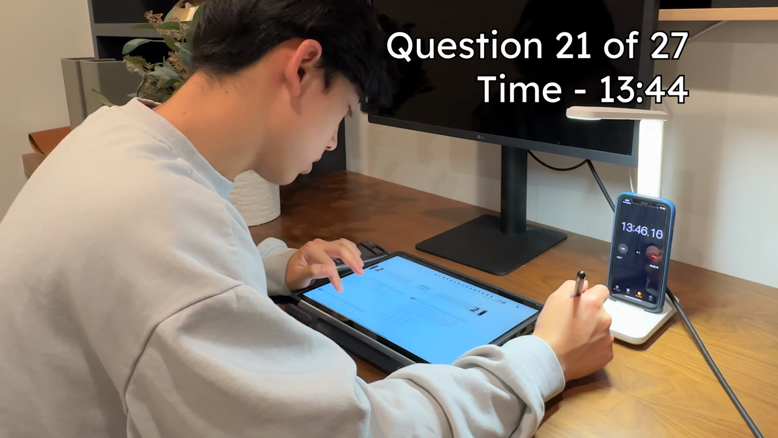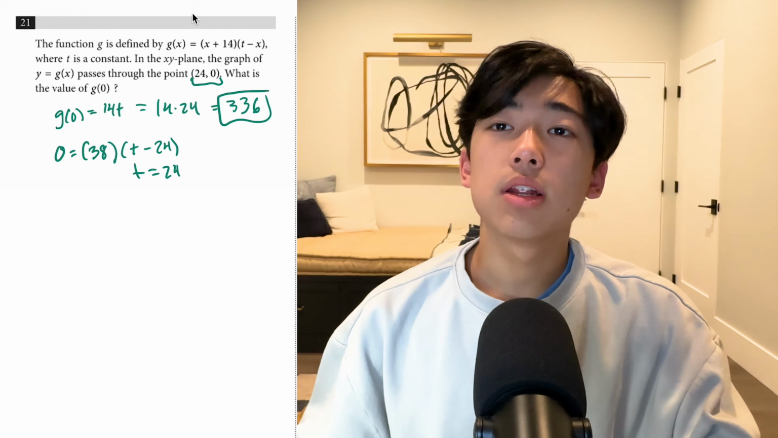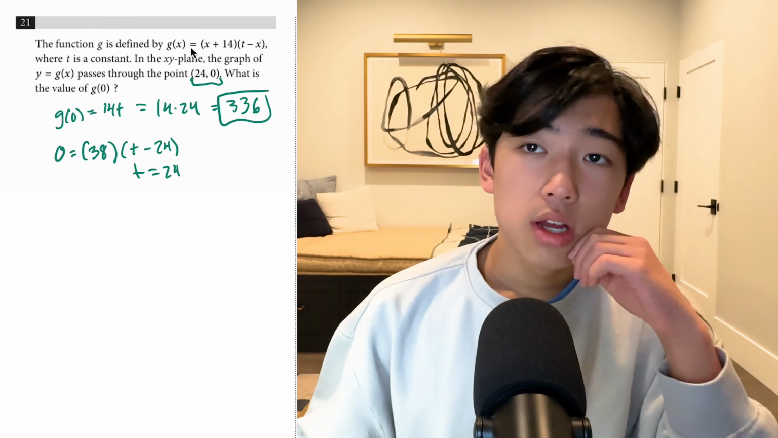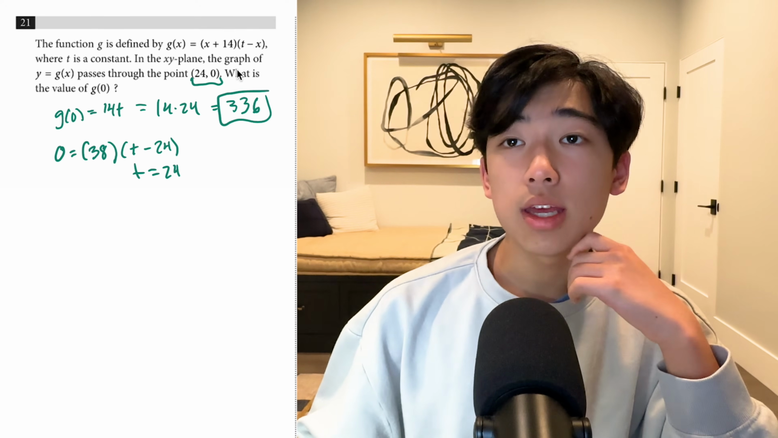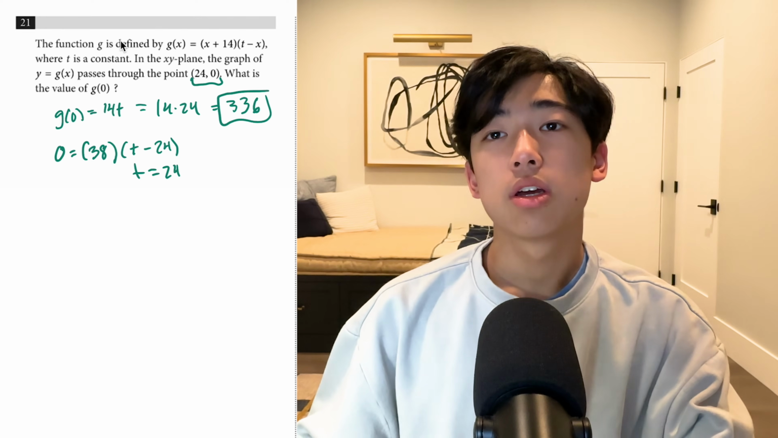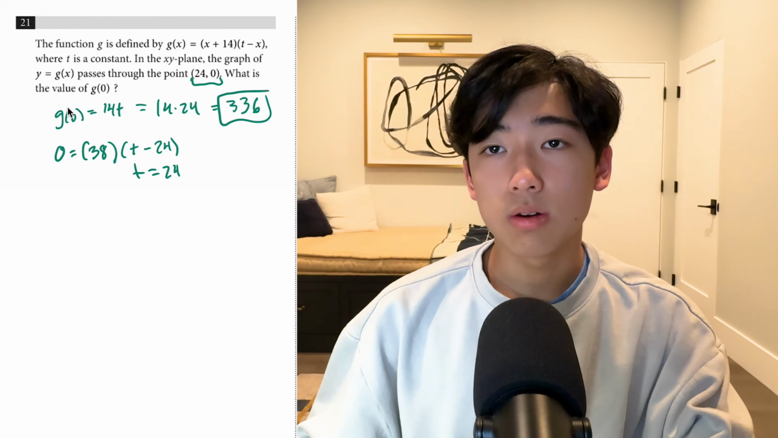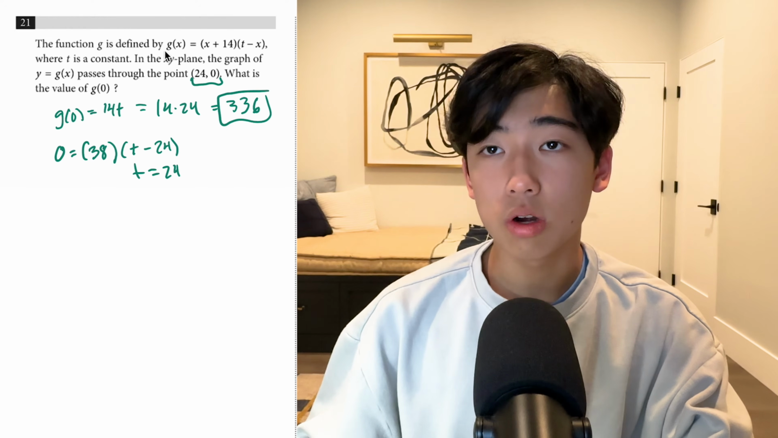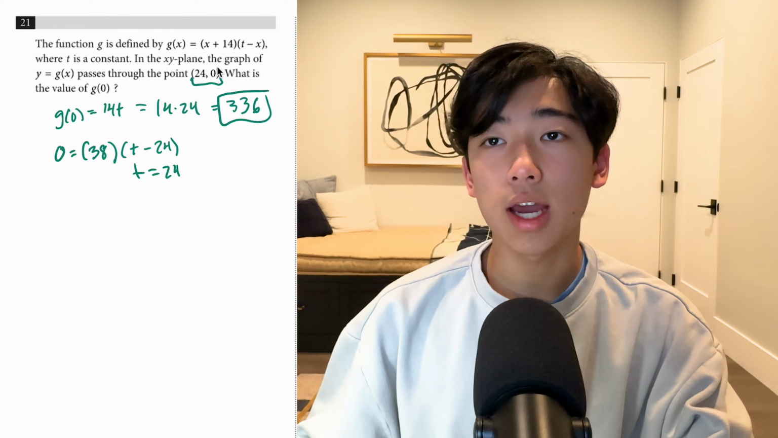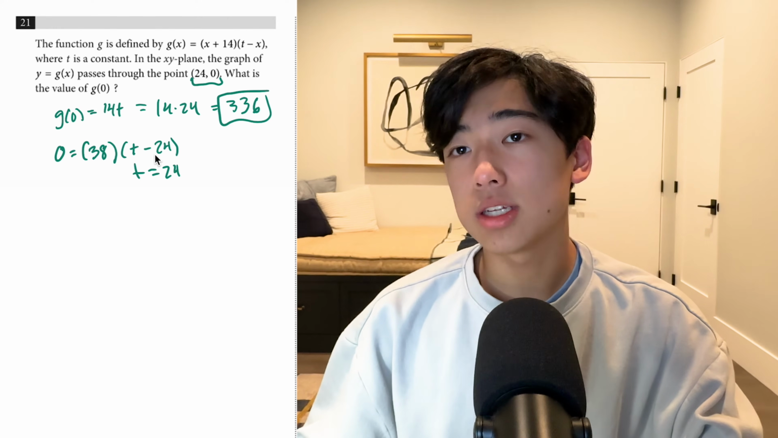Number 21. So it's asking what is the value of g when the graph passes through 24, 0. So what we can do is plug these values into the equation and then solve for g of 0. So we can see if you plugged in 24, g of 24 equals 0, so you got 0. And then if you plugged in x equals 24, then you get 38, and then t minus 24.